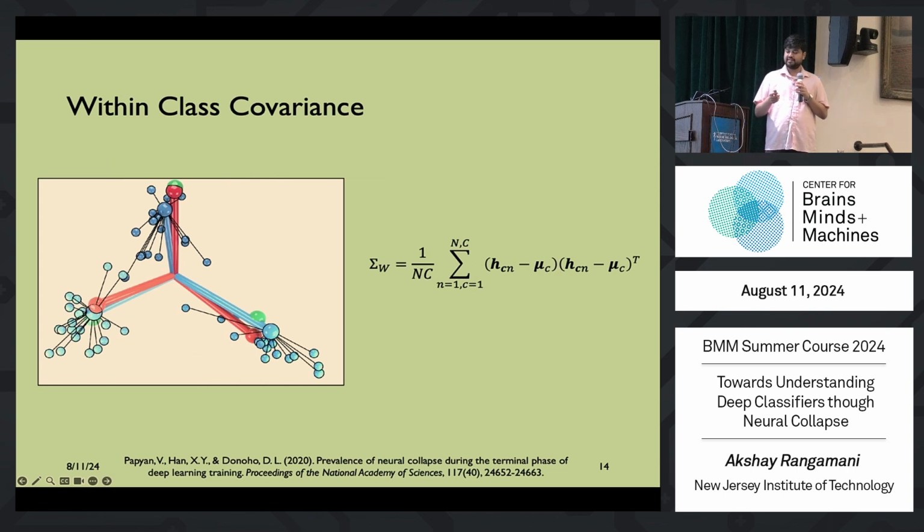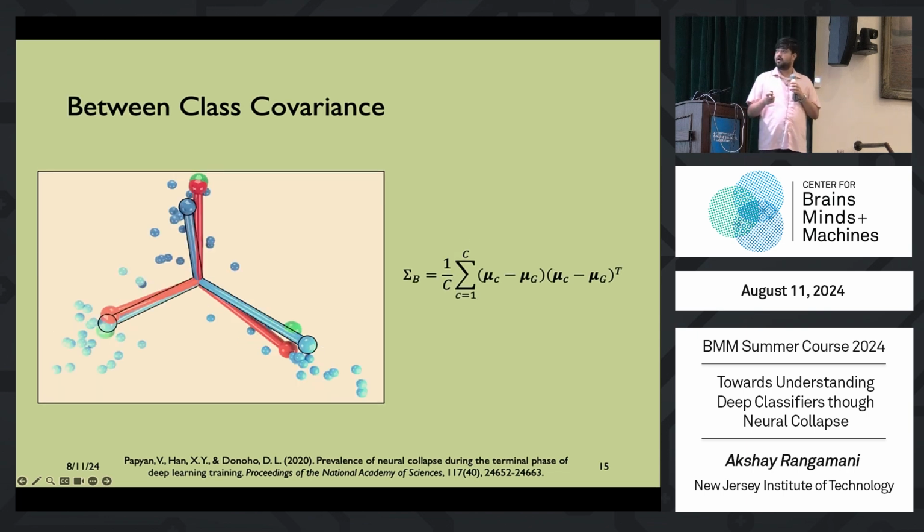We can define the within class covariance, which is how much the small blue balls are spread around their mean, or spread around the big blue ball and stick. And you also have the between class covariance, which measures how far these classifier vectors are from each other.